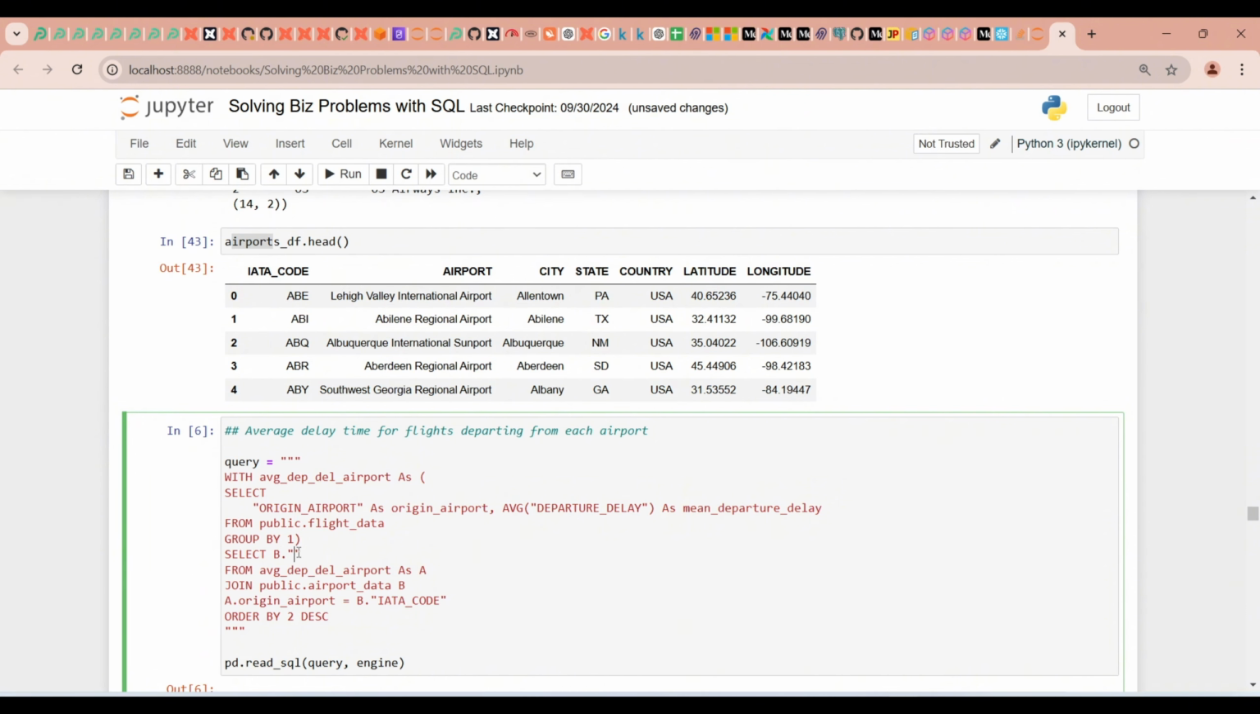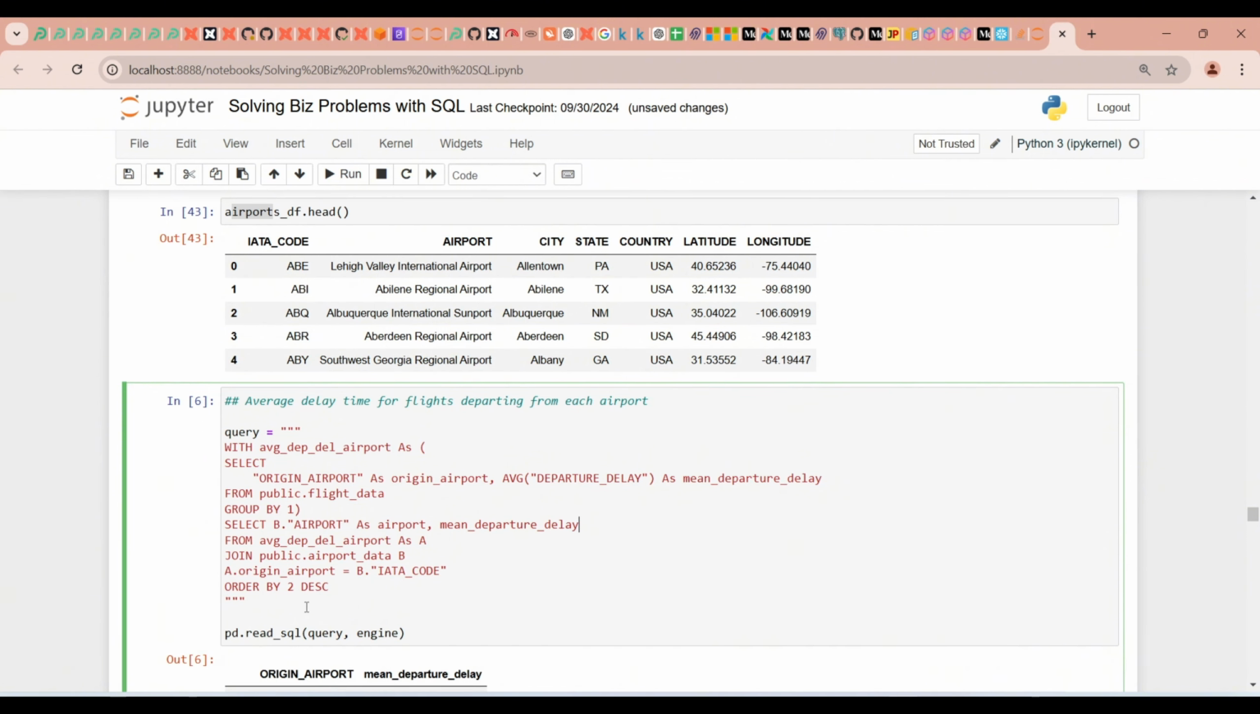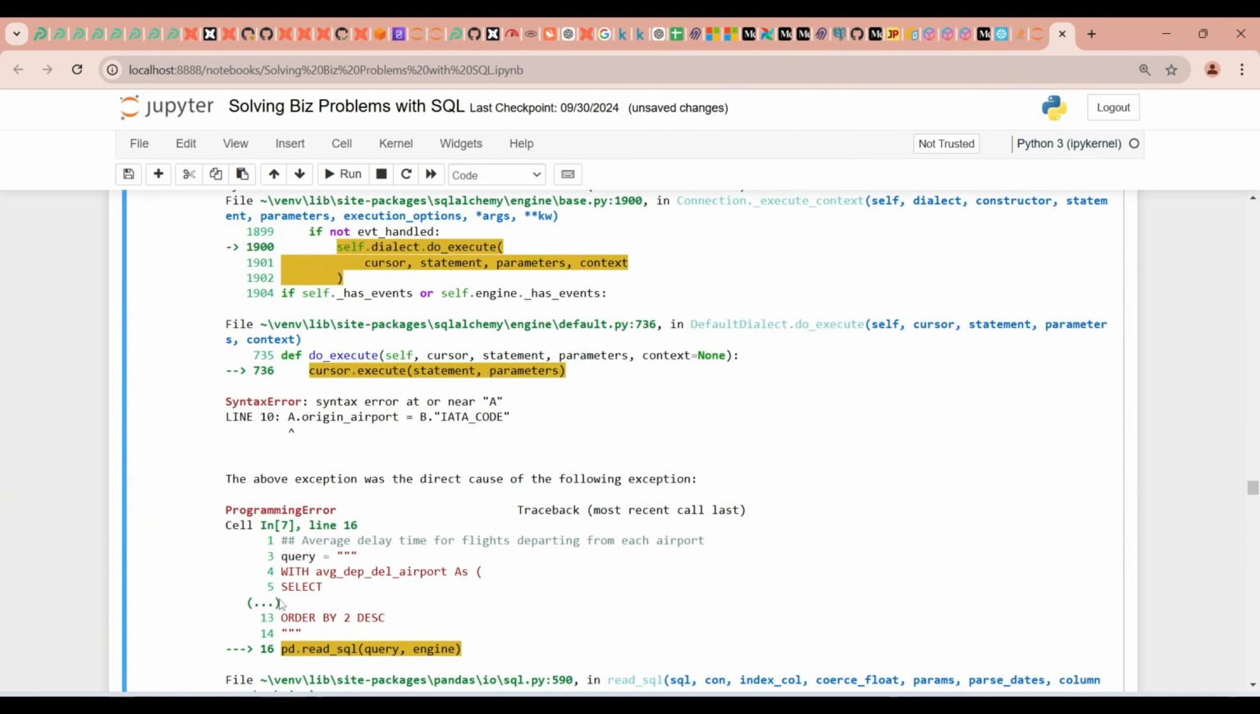So B dot airport. Let me alias it as airport. Then I'm picking the mean departure delay. All right. Then order by the second column, which is this, in descending order. I think we are good with this code. Oh, we are not good.